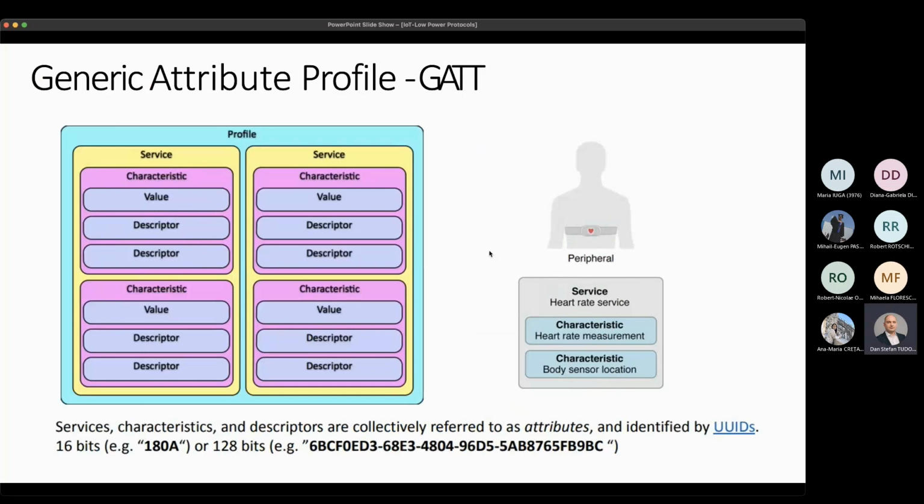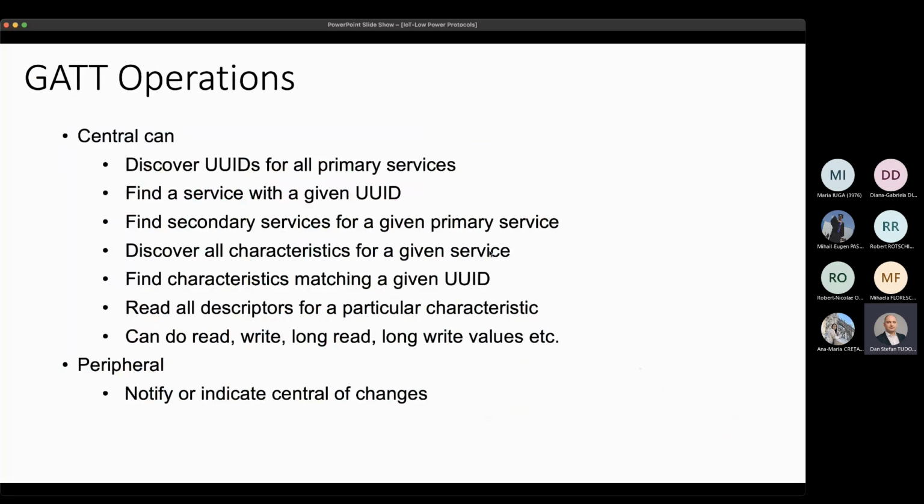So it's got built-in specifiers that actually help define the application. The central can do operations to discover all these unique identifiers for all primary devices and find a service with a given unique identifier. So you can interrogate and go through the list of identifiers and find that which is interesting to you. So you can connect to a device and get only the heart rate or the pulse or whatever.